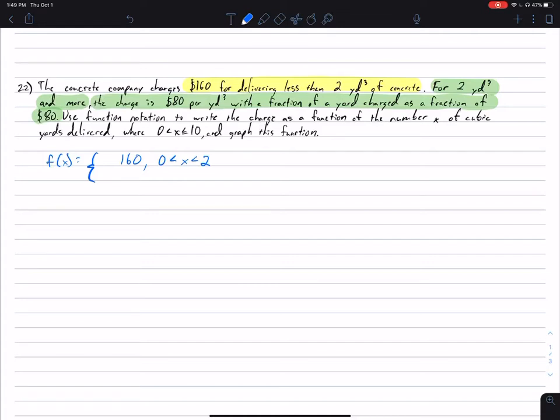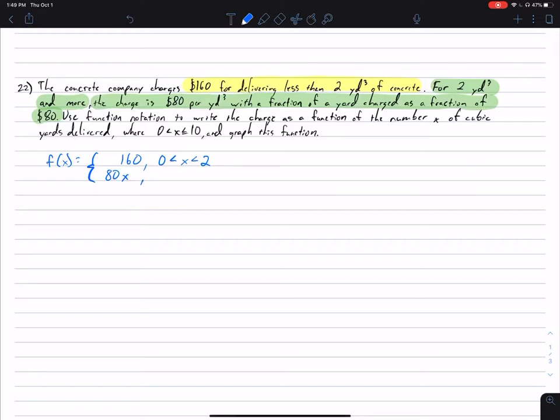Now, what happens when we go above 2? For 2 yards or more, our minimum in this case is going to be 2, and it could be equal to that. The charge is $80 per yard with a fraction of a yard charged as a fraction of $80. So we're charged $80 per yard cubed, and we're going to use x as our yard cube. So if you were to get 3 yards cubed, it would be 3 times 80. If you got 5 yards, it would be 5 times 80.